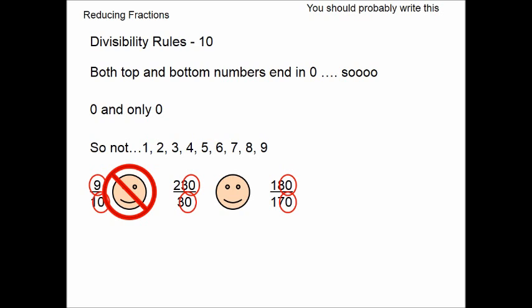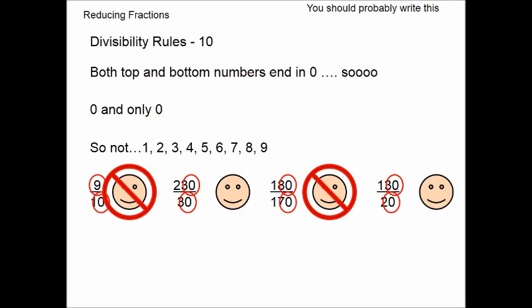180 over 170, both of them end in 0. Therefore, it is divisible by 10. Oh wait, that should not be crossed out. So, disregard that X on the smiley face. He should still be there. He should be live and kicking because they both end in 0. So 130 over 20. Smiley face stays because he's happy, because they both end in 0.